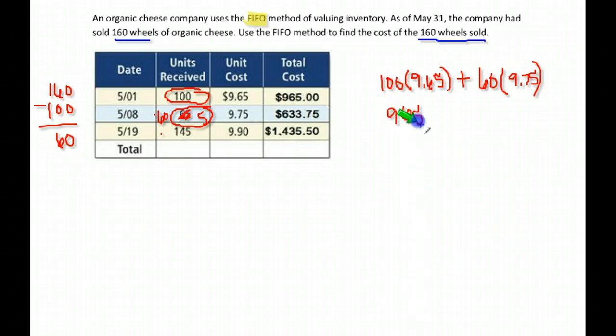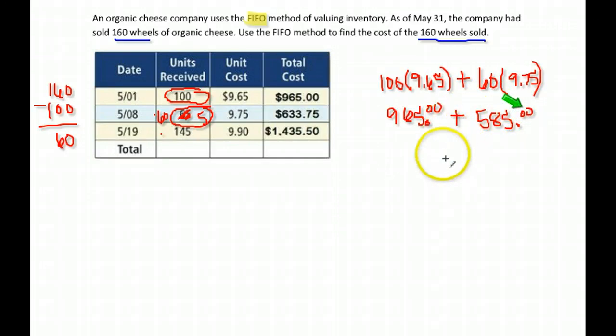This gives us $965 for the first 100. That was their cost. And then 60 times 9.75 is $585. We go ahead and add those two values together, and we'll know the cost of the goods that we sold. Together, that's $1,550.